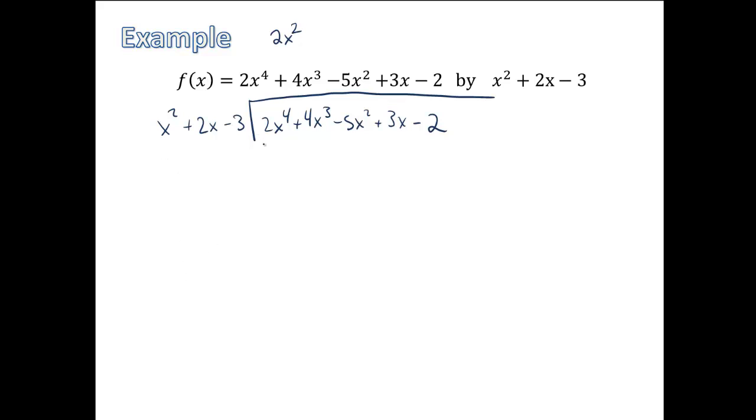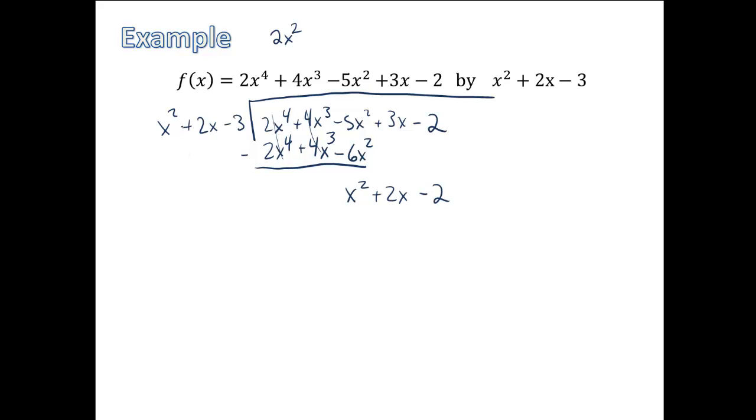2x squared, that would be 2x to the fourth. 2x squared multiplied by 2x is going to be 4x cubed. Multiply this, and we end up getting negative 6x squared. We can't have anything else, so we just deal with these three things. Draw your line, subtract them down. These cancel, and this turns into x squared plus 2x minus 2.